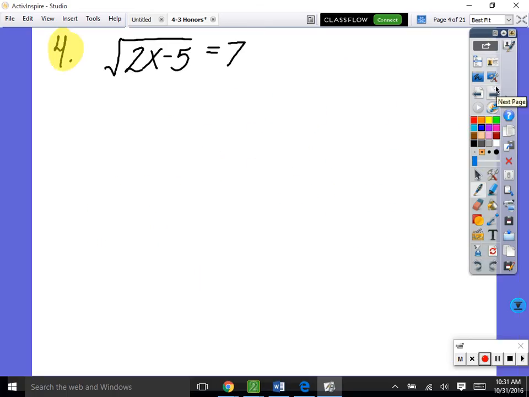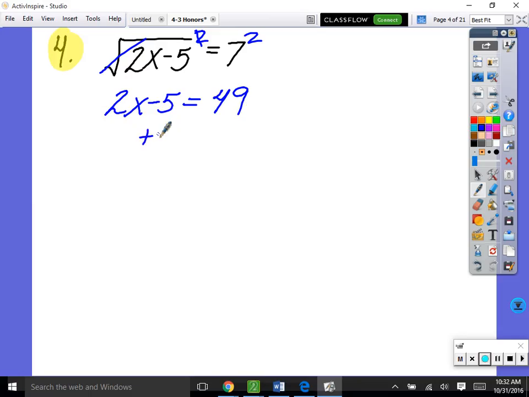So number 4. No, the same rules apply. Isolate the radical. Isn't my radical isolated in this one? Now we undo the radical using the correct inverse. What undoes the square root? Square. So we'll square both sides of the equation. Root and power undo each other. They cancel out. We have 2x minus 5 equals 49, correct? Now solve for x just using algebra.